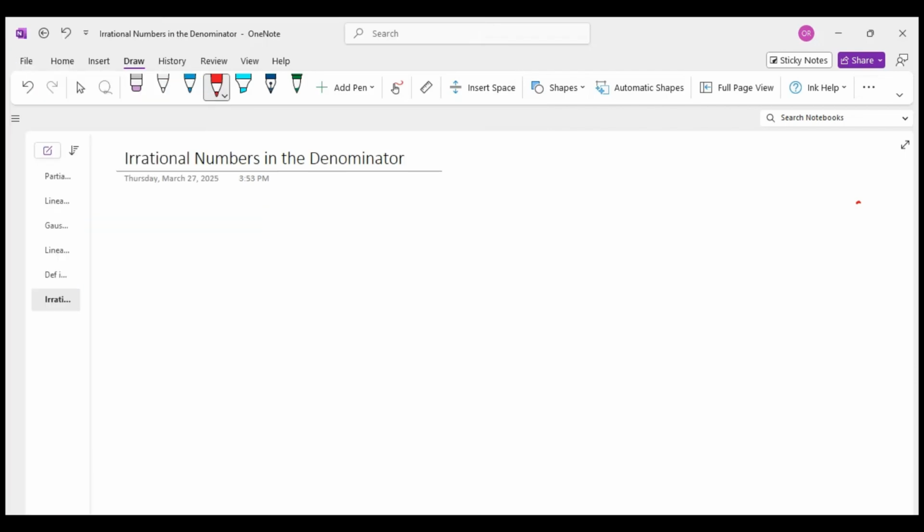So today we're going to be talking about irrational numbers in the denominator. So first, what are irrational numbers? An irrational number is a number that cannot be expressed as a simple fraction. Some examples include square roots of non-perfect squares, pi, and e. And what I mean by non-perfect squares are things like the square root of 2, the square root of 3, and like I discussed, pi and e are also considered irrational numbers.